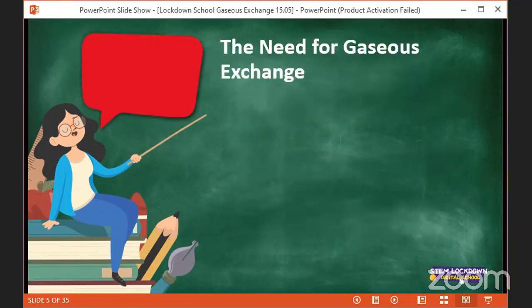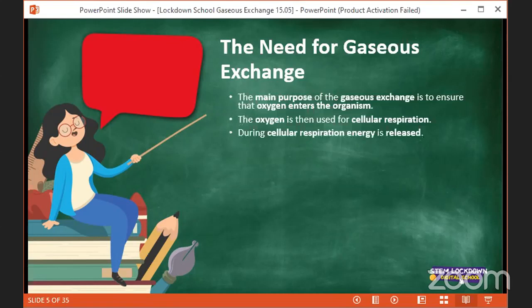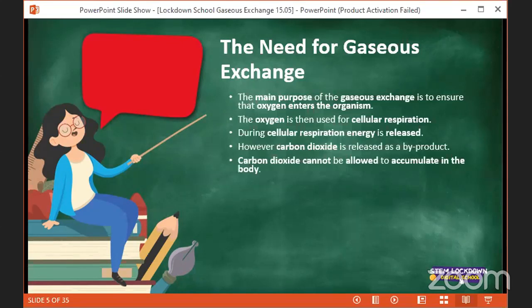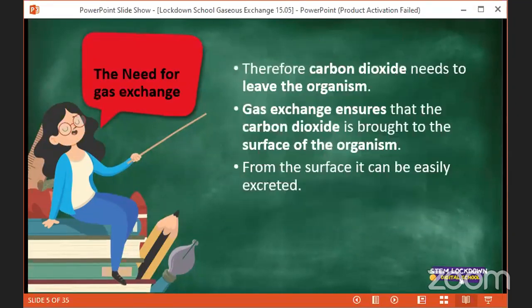We also looked at the need for gaseous exchange. Why do we have the diffusion of oxygen and carbon dioxide happening? So we said that the body requires oxygen for respiration, and carbon dioxide is a byproduct. So our body needs oxygen and we need to take out the carbon dioxide, right?